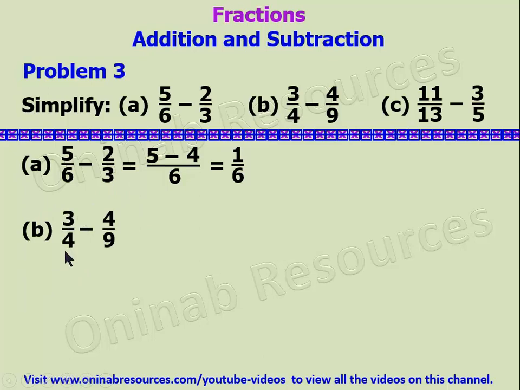For 3b again, we look at the denominators. The denominators are 4 and 9. The LCM of 4 and 9 is to multiply 4 and 9, since there is no common factor and they cannot divide each other. So the best way to find the LCM is to multiply 4 by 9, which gives 36, which forms the new denominator here. So we say 36 divided by 4 gives 9. 9 times 3 gives 27.